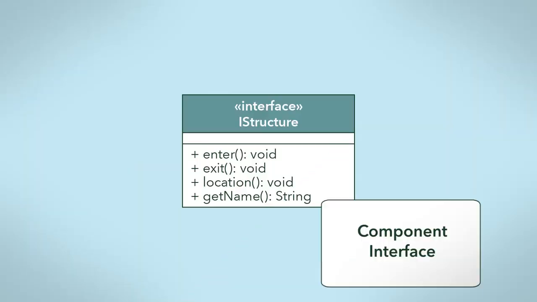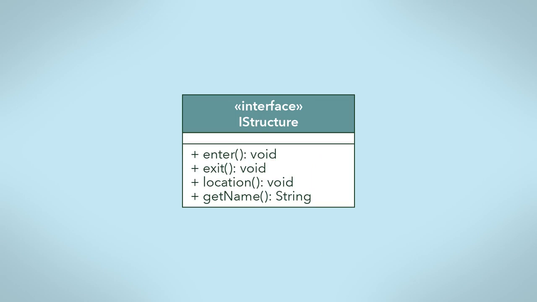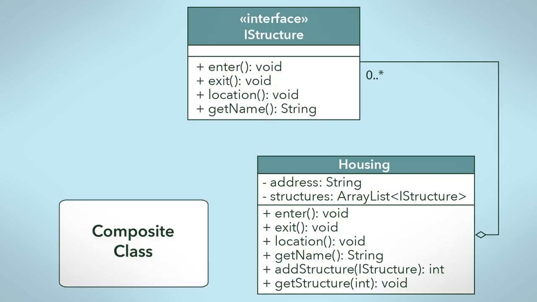Now that we know what the UML class diagram of a composite design pattern looks like, and how to interpret it, let's apply it to an example. We will use the earlier example of how buildings are composed of generic housing structures. This structure is considered the component interface. It can be used to describe a building, a floor, or a room, despite each of these being unique types of objects. The housing class is the composite class.